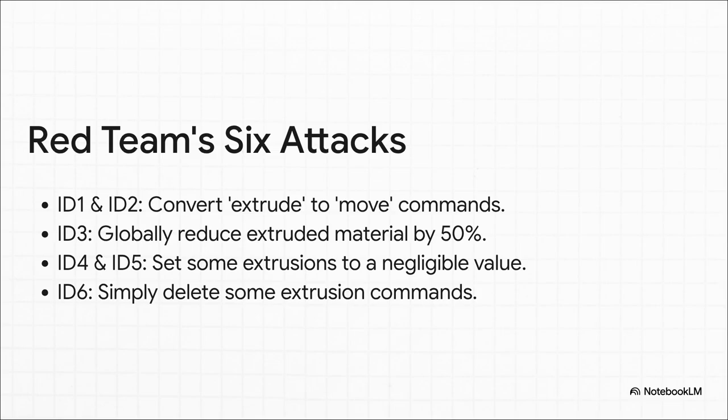The red team didn't just have one trick, though. They actually used 6 different kinds of attacks to see what the defenders could catch. Some were like we just saw, converting commands. Others just deleted them entirely. And I want you to pay attention to attack ID 3. That one's particularly sneaky. It reduces the amount of material everywhere, all at once, by a flat 50%. Remember that one. It's going to be important later.